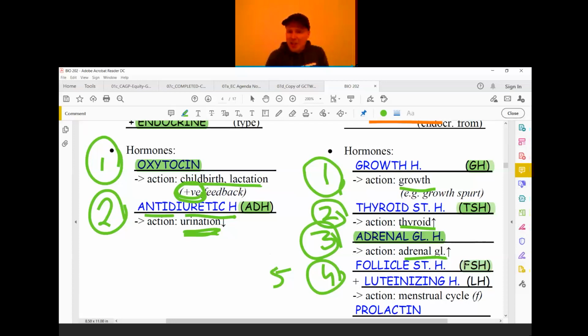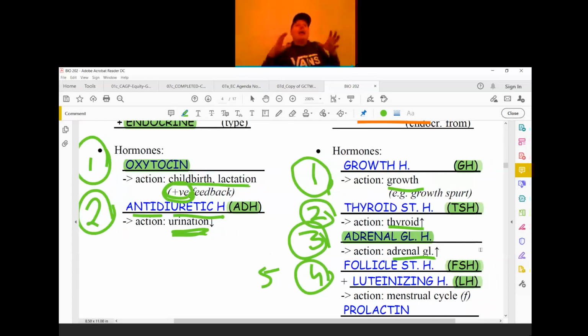Are going to be FSH and LH. The FSH stands for follicle stimulating hormone. This hormone promotes the development of what's to become the egg cell.